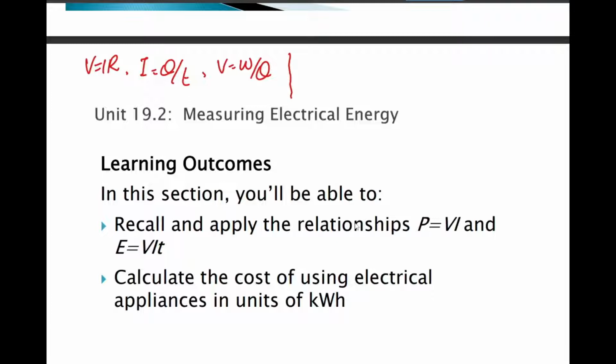So the new formula, the new addition in the electrical chapter, is the electrical power that we calculate as IV, current through the appliance multiplied by the voltage across that appliance.